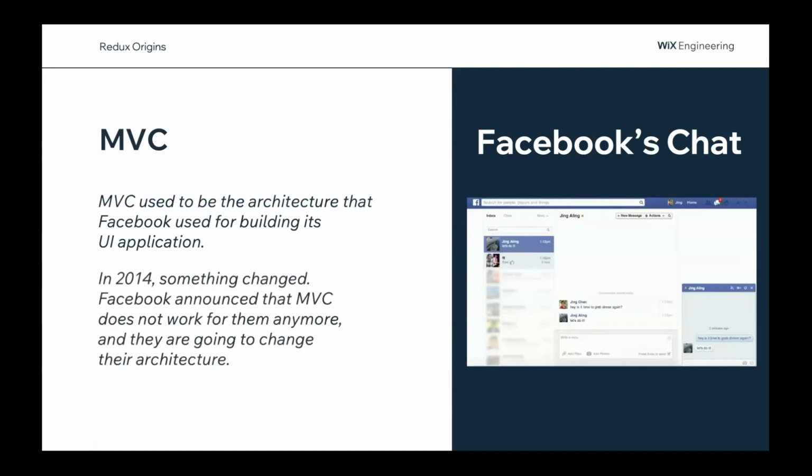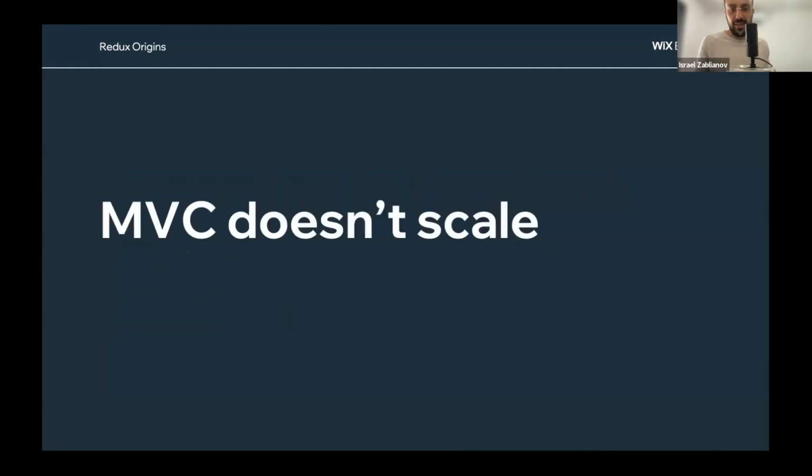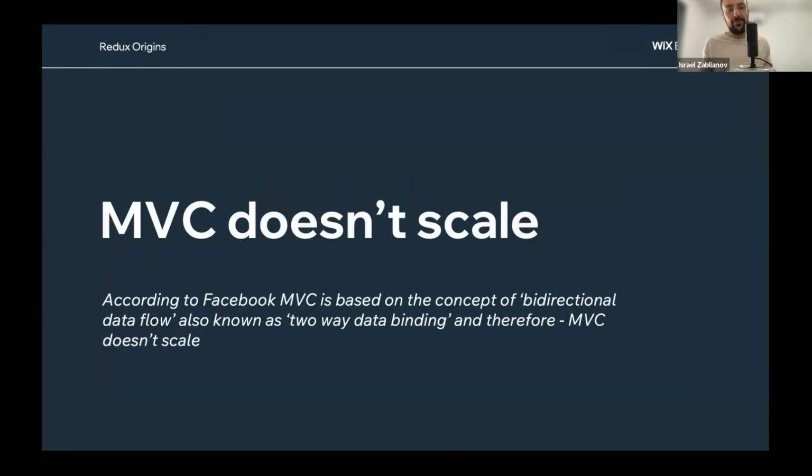But something has changed. In 2014, Facebook announced that MVC does not work for them anymore, and they're going to change their inner architecture. According to Facebook, MVC has one major disadvantage: MVC doesn't scale. Basically, what Facebook is saying is that MVC is based on the concept of bidirectional data flow, or in other words, two-way data binding, and therefore MVC doesn't scale.